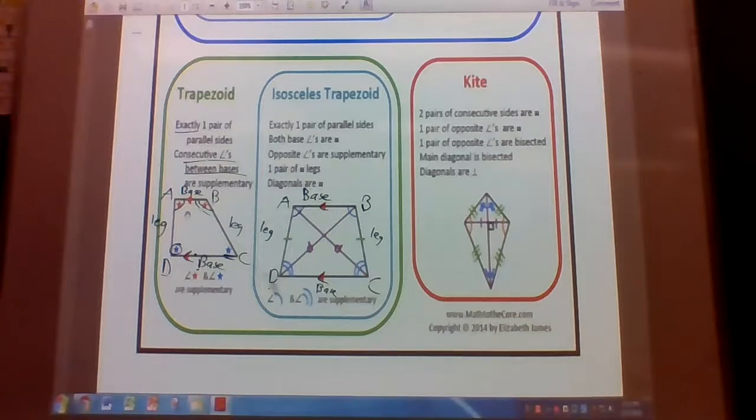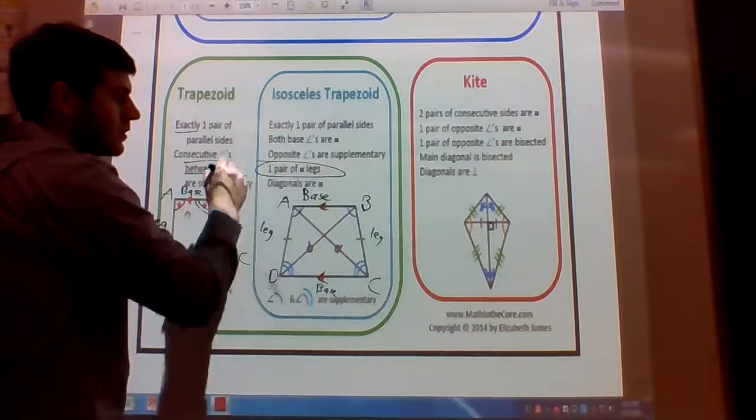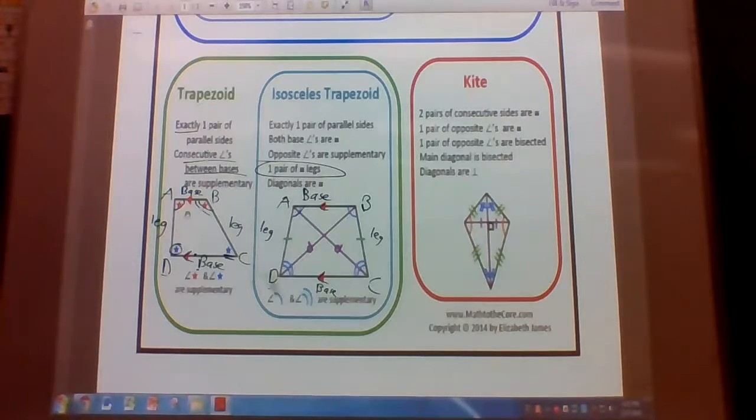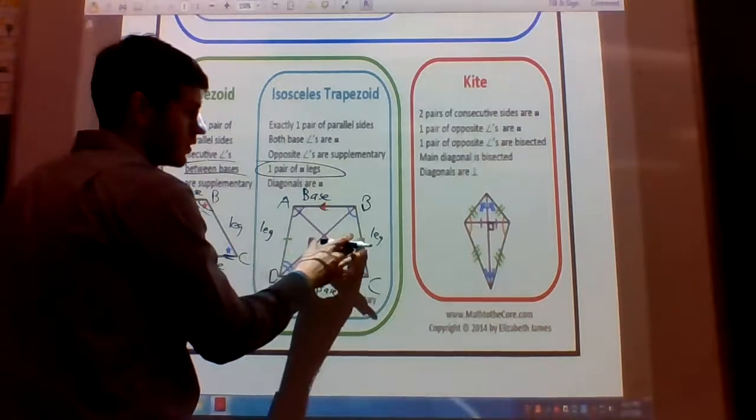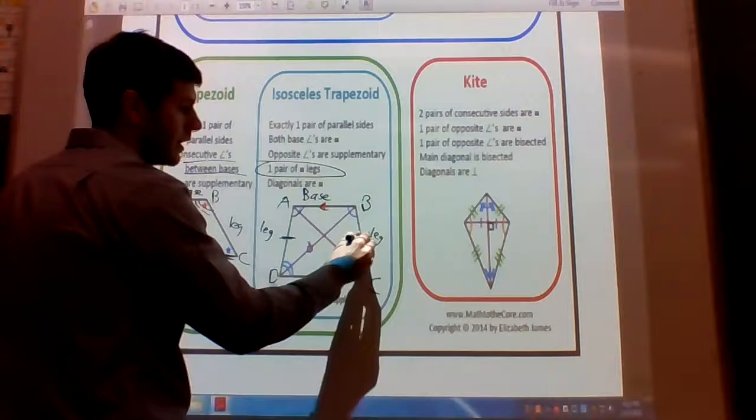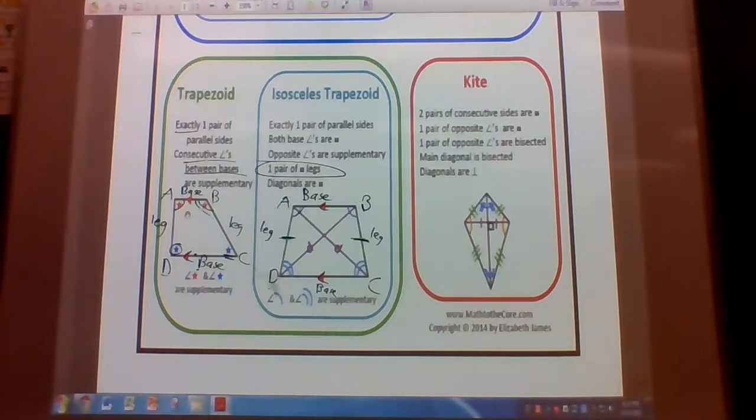One pair of legs are congruent. That's the big defining characteristic of the isosceles trapezoid. This is the one you want to look for when looking for an isosceles trapezoid: that the legs are congruent. So in this case, AD is congruent to BC.